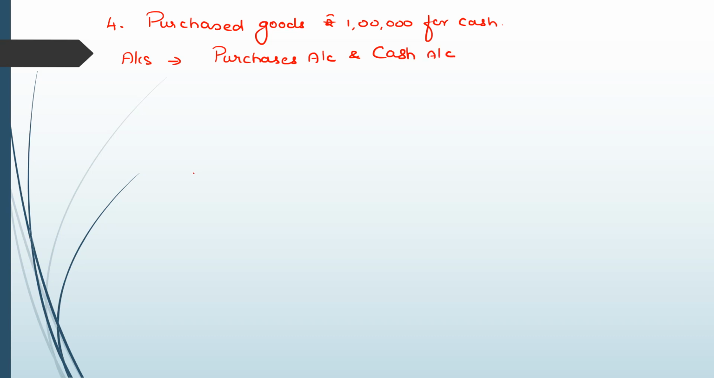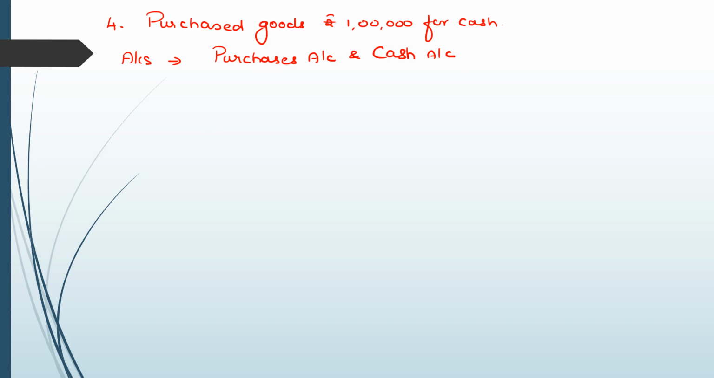Purchased goods rupees 1 lakh for cash. So now here goods have been purchased for 1 lakh rupees by paying cash. So identify the accounts that are involved here. Pause the video, think and then replay it. So have you guessed? The two accounts involved here are purchases account and cash account.